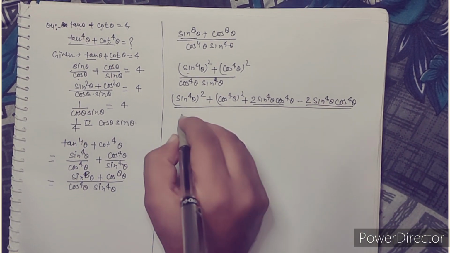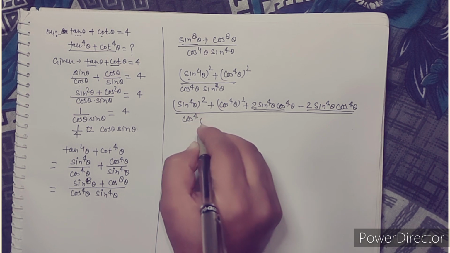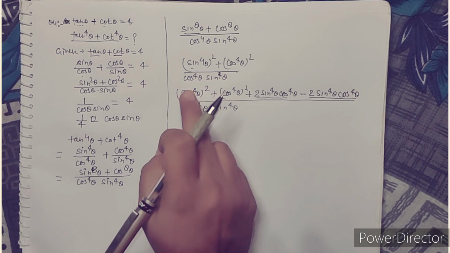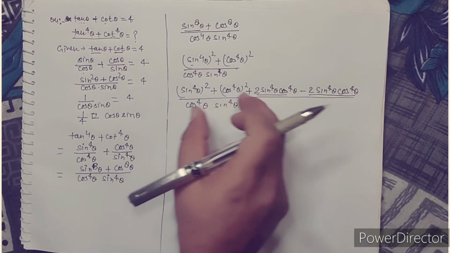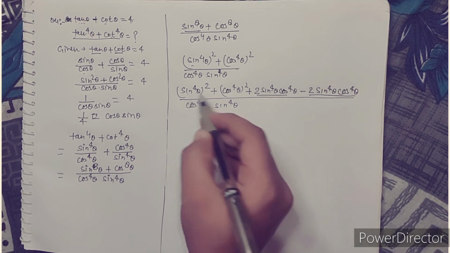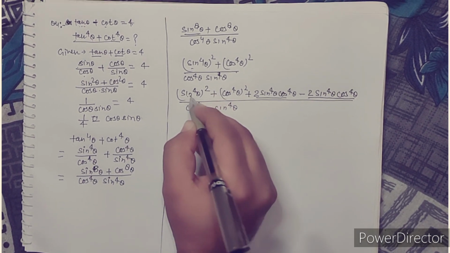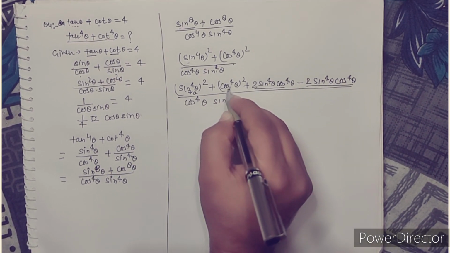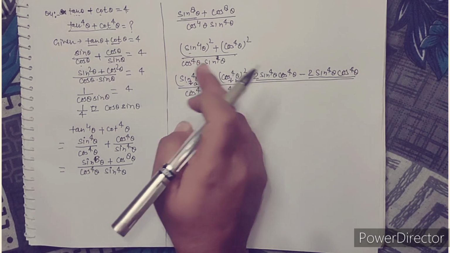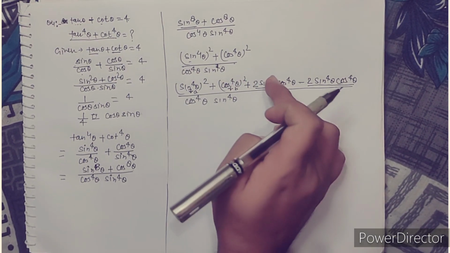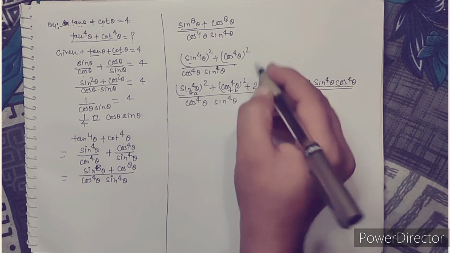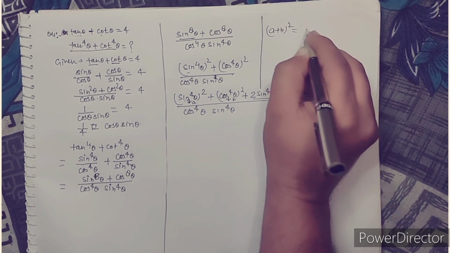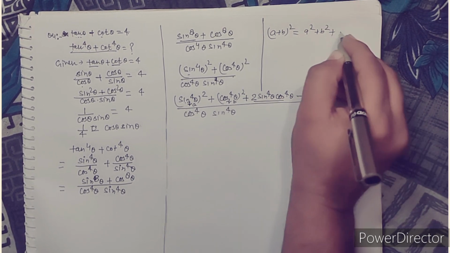Upon cos to the power 4 theta into sin to the power 4 theta. Now it is a square plus b square plus 2ab. That will convert in the form of a plus b. We will consider that sin to the power 4 theta equal to a. If we will consider this one is a and this one is b, then this will be a square plus b square plus 2ab. So we know that the formula of a plus b whole square is equal to a square plus b square plus 2ab.